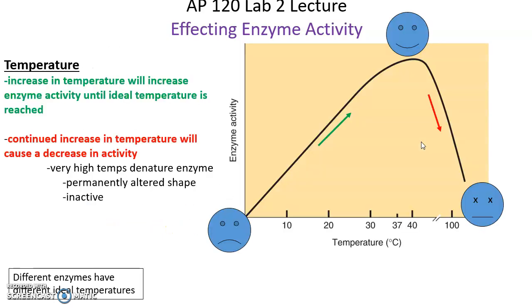So temperature, in general, on this chart we see here, we have enzyme activity. So the higher up it is, the faster the enzyme's working.